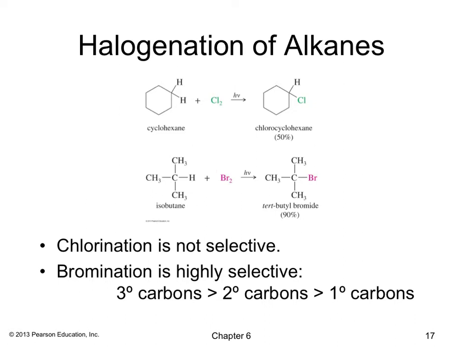Isobutane in the presence of bromine and light will generate tertiary butyl bromide, preferring the tertiary carbon versus the primary ones. And so again, chlorination is not selective, so you want to utilize bromination. And in terms of selectivity, tertiary carbons are preferred versus secondary versus primary.